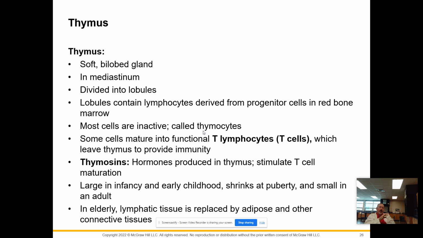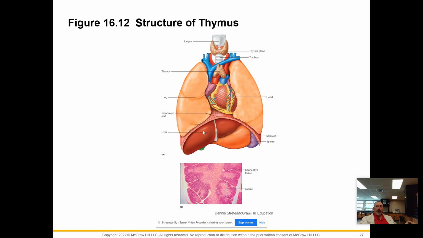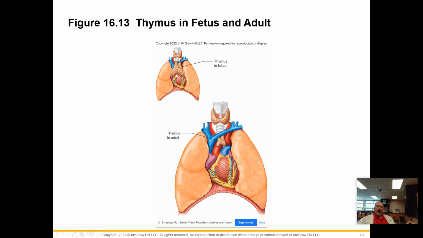Your thymus is really, really large during infancy and even through adolescence, and it's going to start to decrease in size with age. So it shrinks at puberty, and it's going to be quite small in adults. And if you look at an elderly person, much of the actual thymus has been transitioned into adipose tissue, leading to a reduced immune system for the elderly. Here's the thymus right there, bilobed as indicated. You can see the thymus in a fetus is quite large, the thymus in an adult quite small by comparison.